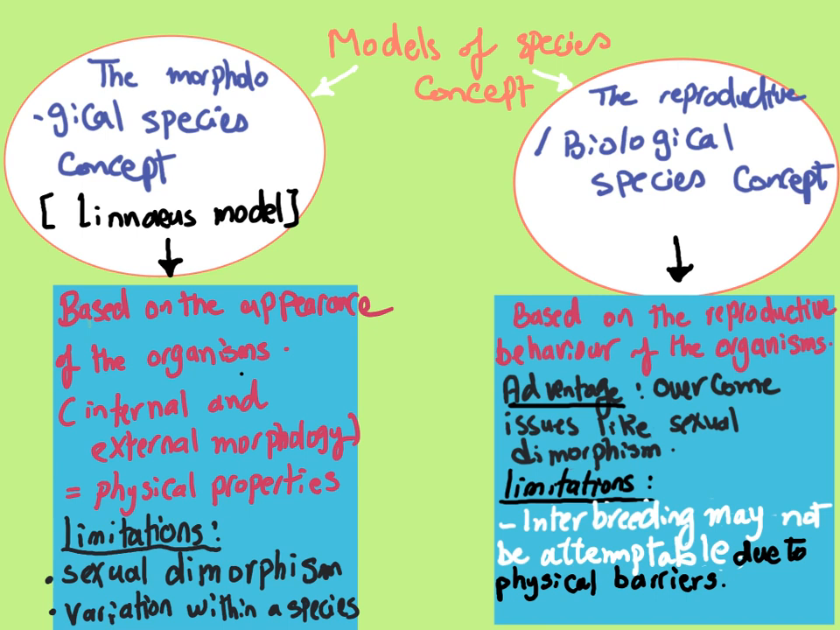The first limitation we call sexual dimorphism. With sexual dimorphism, you can see two living organisms that look different, not because they belong to different species, but because they are sexually different. Like if you look at the male and female lion, they look different from each other, not because they belong to different species, but because they have different functions in their environment. And also there is variation within species, like between me and you and your siblings. So we cannot consider both of you to belong to different species. These were some of the limitations in the Linnaeus model. Did you get the limitation?